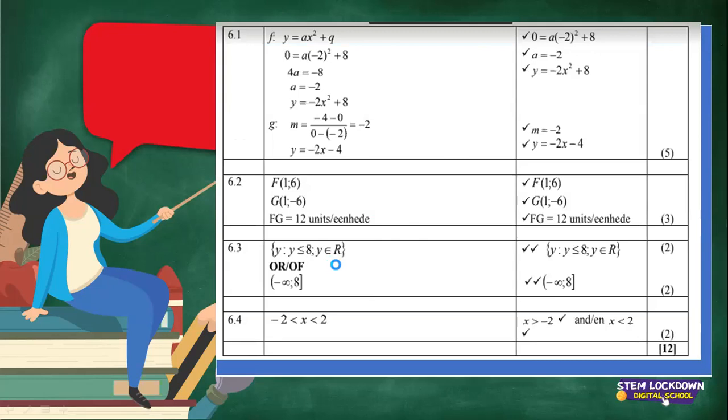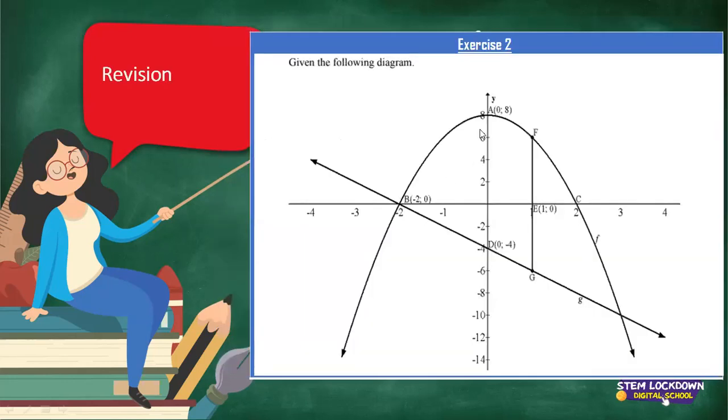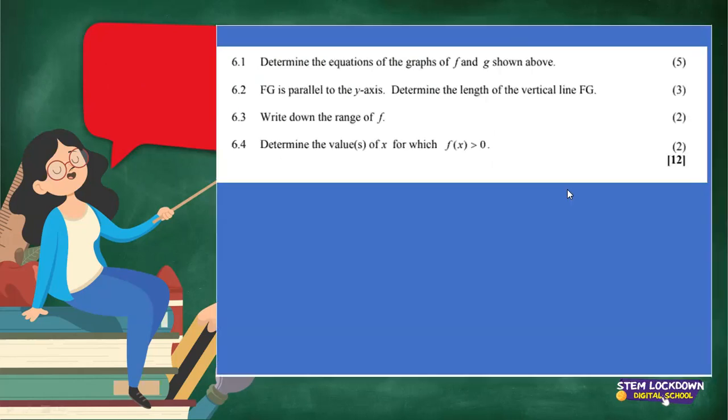And then the last one, determine the values of x for which f of x is greater than 0. Greater than 0 means what? Positive. Meaning find the values of x where f of x, or where y, is positive. Remember f of x means y. Determine the values of x for which y is greater than 0.